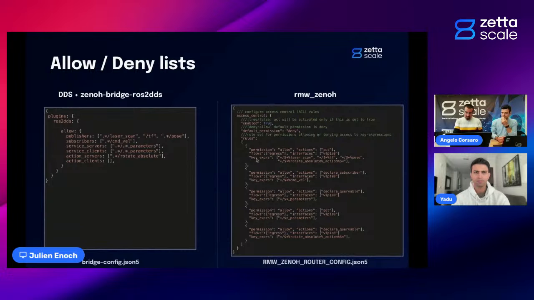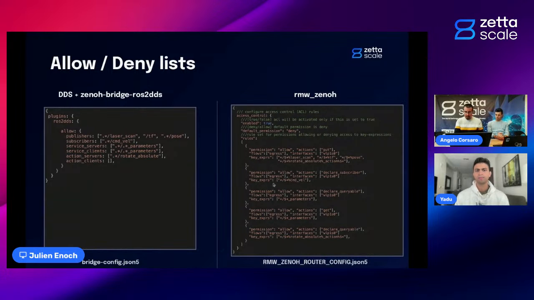And here we have the set of key expressions. So we have here the laser scan, which is equivalent to this one. We have the TF topic. We have the pause topic. And we have, for instance, here the actions, the publication for the rotate absolute actions. So this will allow all the feedback and get status publications for this rotate absolute action.